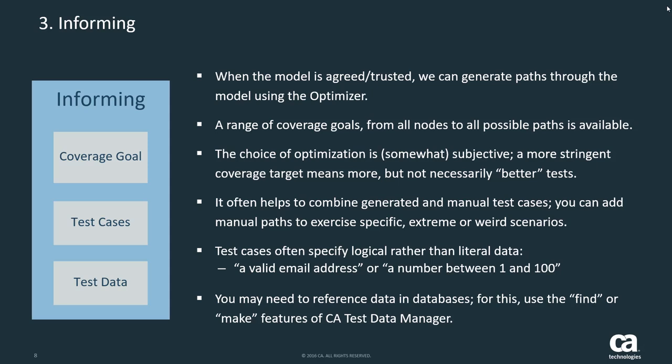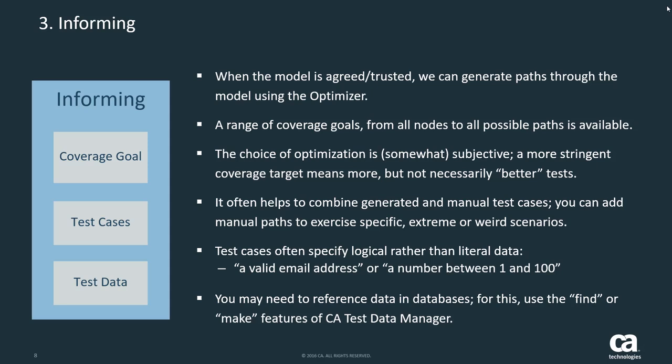Now, each optimization you could also call a coverage target or a coverage formula, if you like. We can look at covering a set of all nodes in the model, or we can take it to the extreme, which is all possible paths. Now, the choice of optimization is kind of subjective. There's no formula which tells me that this optimization is better value for money than that one.